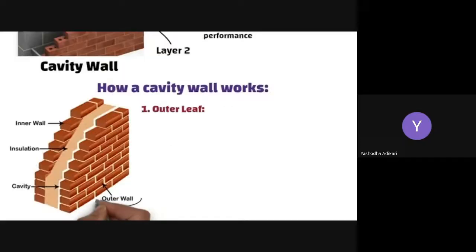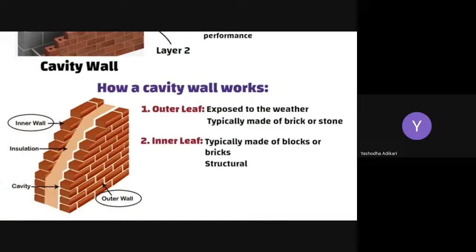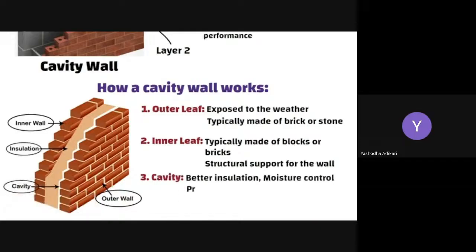Outer leaf. The outer layer of the wall, which is exposed to the weather, is typically made of brick or stone. Inner leaf. The inner layer is typically made of blocks or bricks, providing the structural support for the wall. Cavity. The space between the two leaves helps with better insulation, moisture control, and prevents rainwater from penetrating the inner leaf.